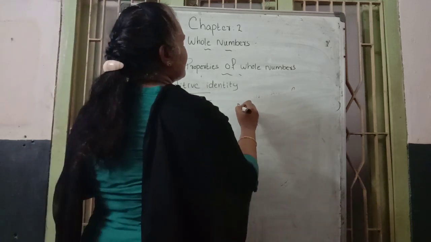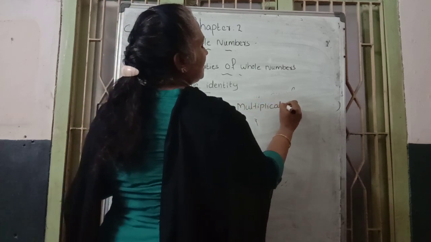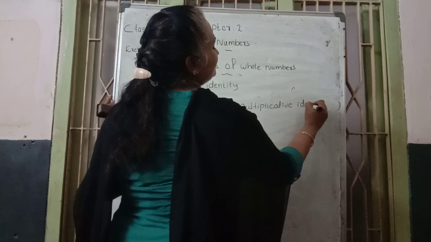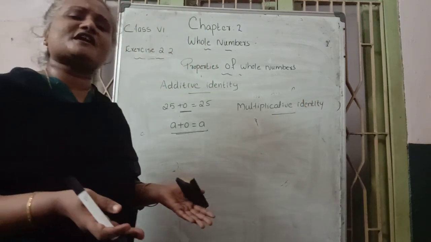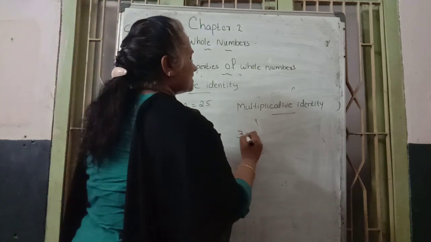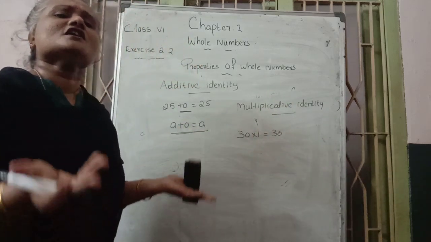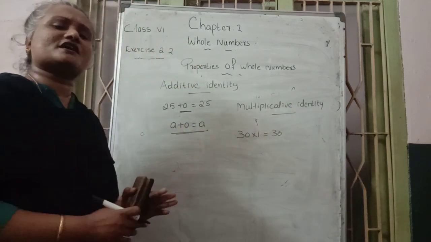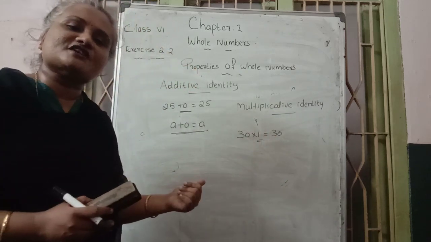Next one is multiplicative identity. Multiplicative identity means any whole number is multiplied with 1. What is the answer? Same number itself. Here 30 is multiplied with 1. What is the answer? 30. Or 100 is multiplied with 1. What is the answer? Same number 100 will come. That's why which is our multiplicative identity? 1 is the multiplicative identity.